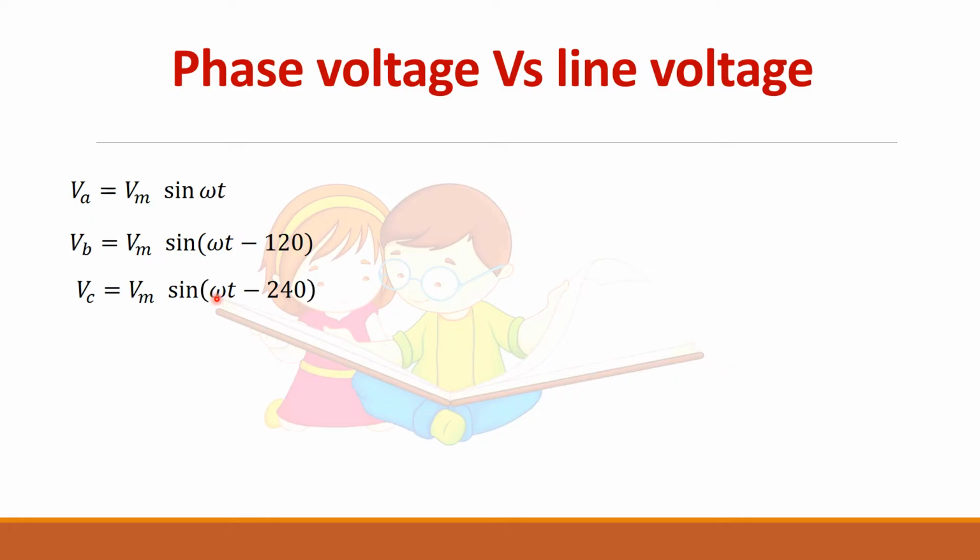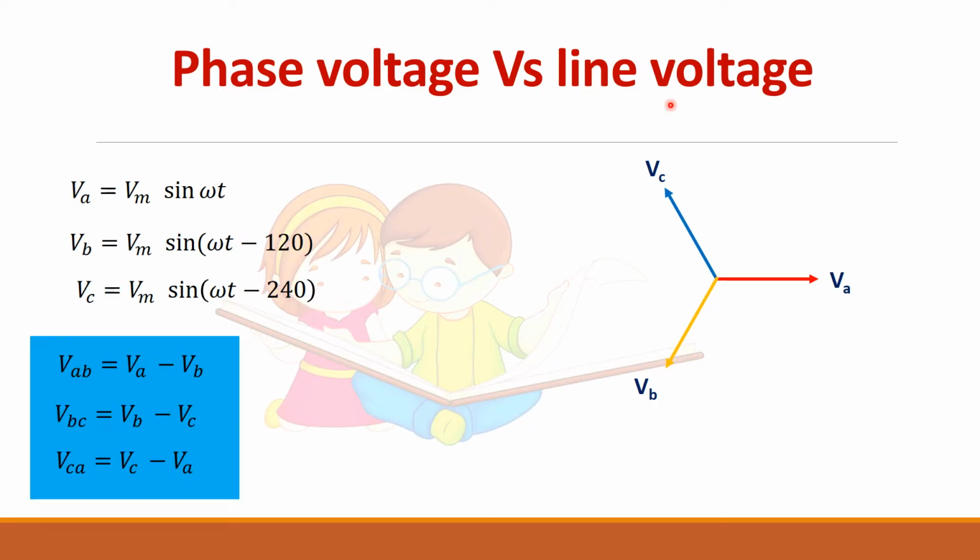Let us draw the phasor diagram for this. I am taking VA as reference, so the angle is 0 degree. VB is lagging by 120 degree, so at 120 you draw VB, and VC is lagging by 240 degree. So this angle is 240 degree. We draw VC.